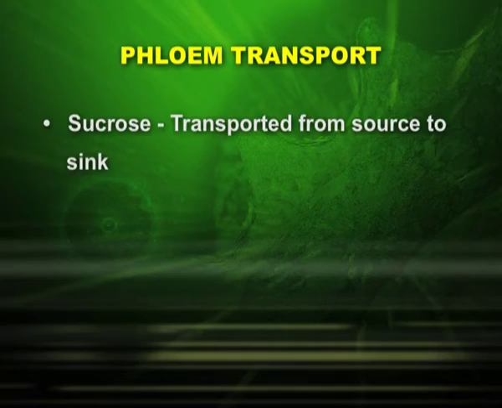In plants, the food is transported through phloem. The food is prepared in the plant in the form of sucrose. This sucrose is transported from source to sink. Now, what is the source? The sources are the leaves where the plant synthesizes food, and the sinks are the storage organs where the food is used. The most important form of food prepared in the plant is sucrose, which is transported from source to sink. What are these sources?